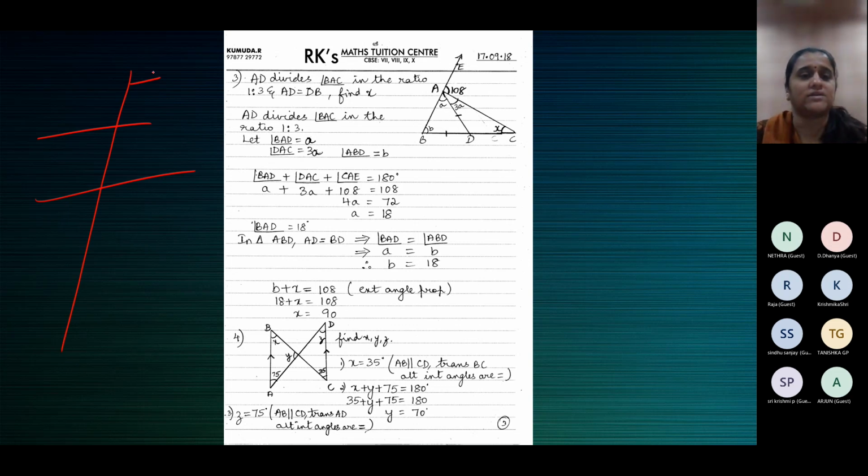So why is this line called a transversal? Because this line cuts the first line at this point and the second line at this point. Supposing I call this line 1 and line 2, the transversal cuts line 1 at this point and cuts line 2 at this point. So a transversal is a line that intersects two or more lines at distinct points. Distinct meaning different points.